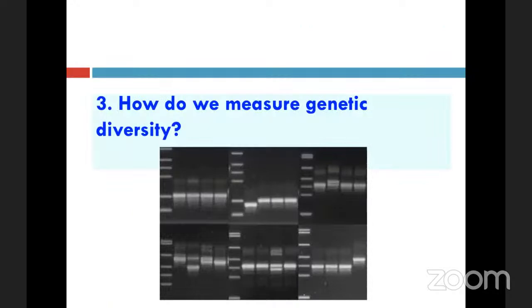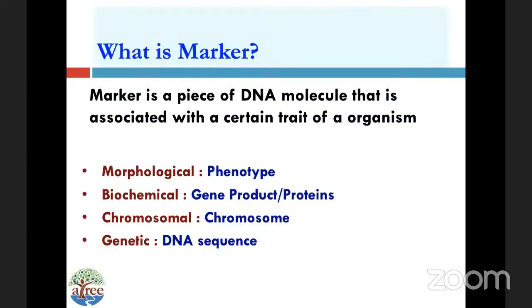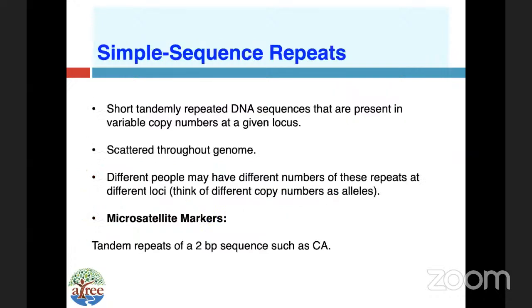So how do we measure genetic diversity? I would not dwell upon it too much, because you already had the first speaker speaking about genetic diversity and markers, though he was talking more about chromosomal markers. There are a number of markers, which could be morphological, biochemical, chromosomal, or genetic. These markers could help in evaluating the genetic diversity in a population.